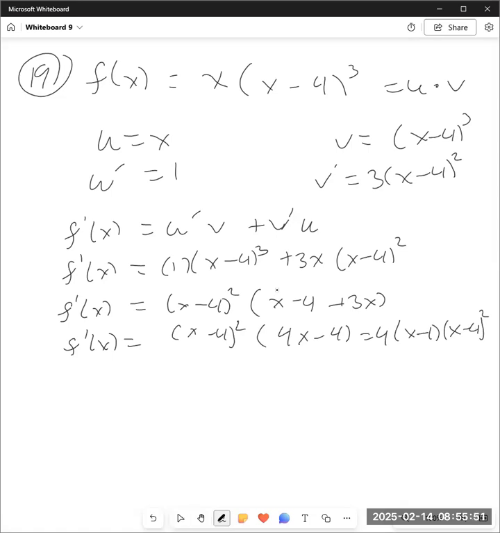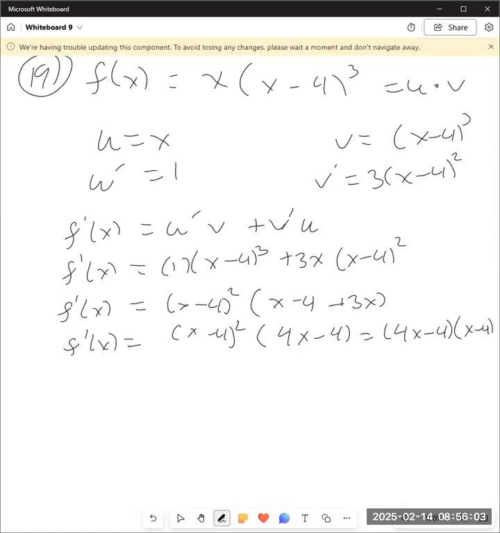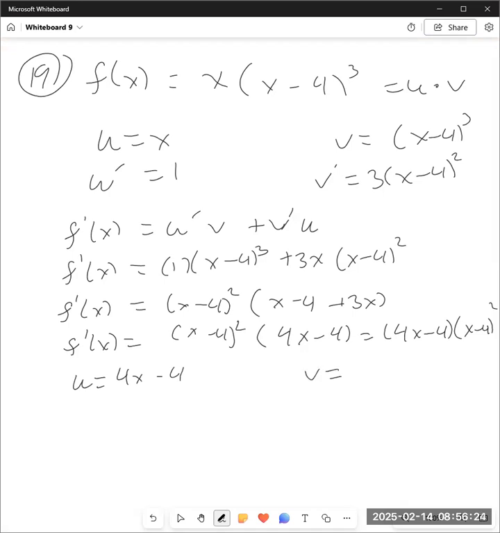Now, for the sake of finding the second derivative more easily, it doesn't need to be completely factored. I need two things times each other, so I'm just going to leave this there. I just factored it to make sure that x minus 4 wasn't a factor on the inside of this. It needed to combine with those other x minus 4s. It was not. It was an x minus 1. So I'm going to leave that there and call u 4x minus 4 and call v x minus 4 squared.